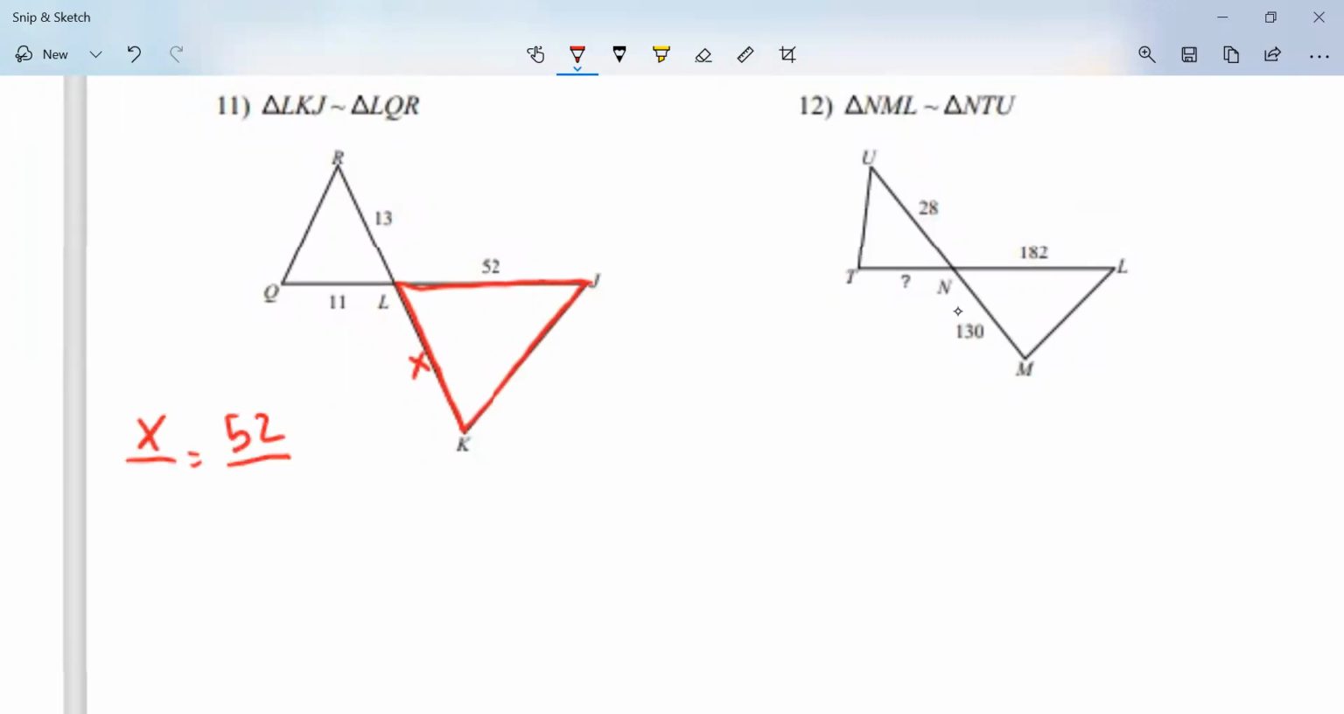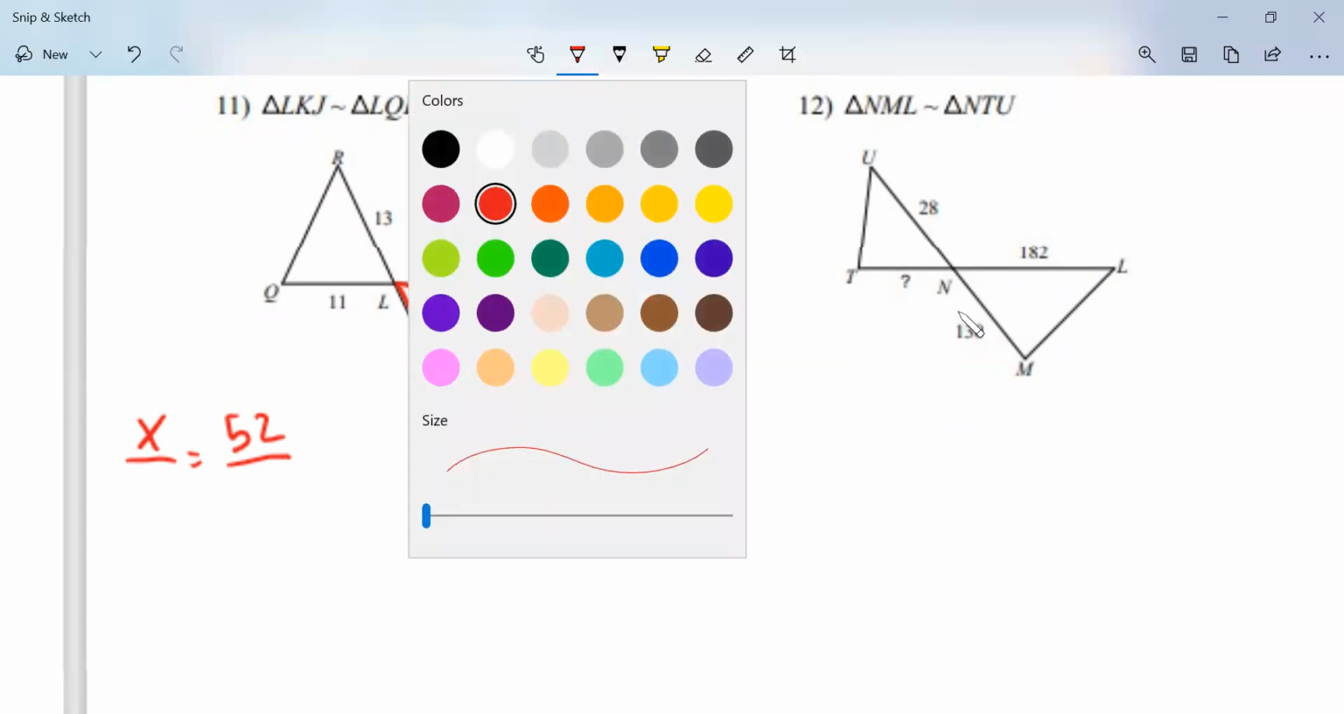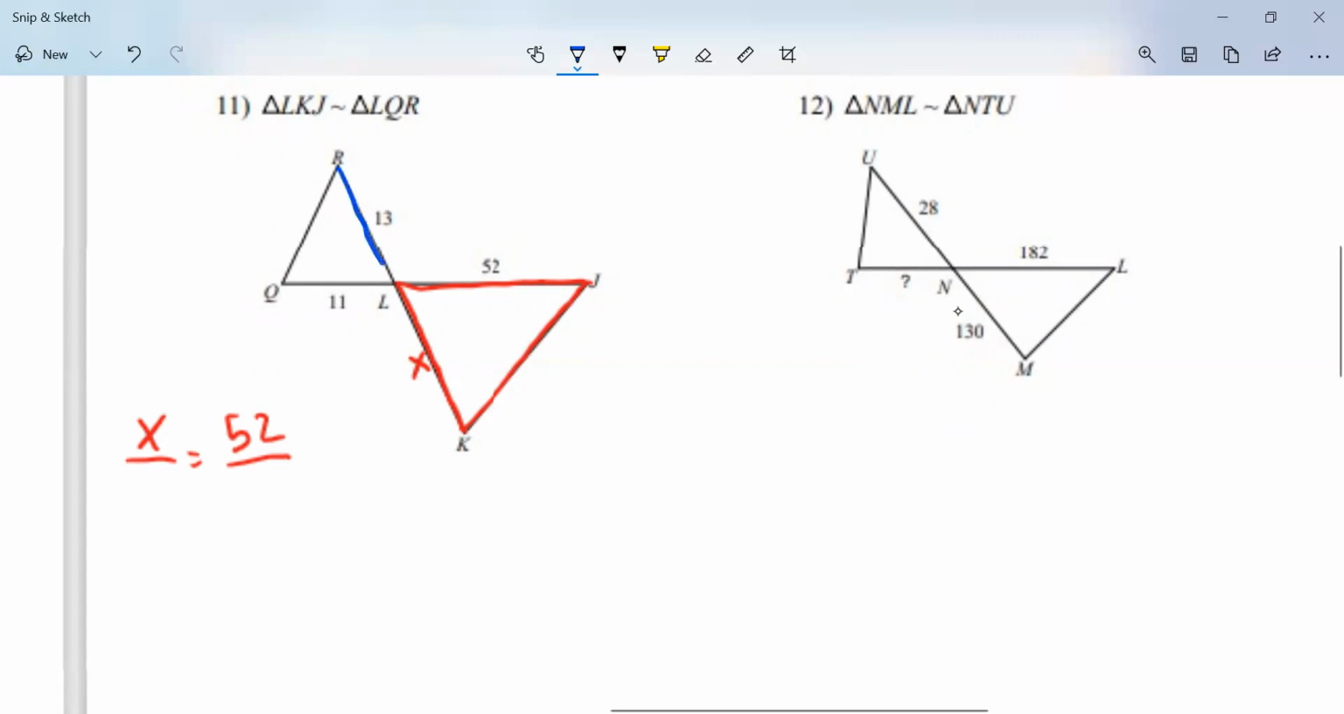Now, under the x and under the 52, I'm going to write the corresponding sides. If x is smaller than 52, x goes with 11, right? I'm going to get that from the other triangle. Let me highlight this in blue. We can tell we have 11 and 13. So if x is smaller than 52, x goes with 11. If x is bigger than 52, x goes with 13.